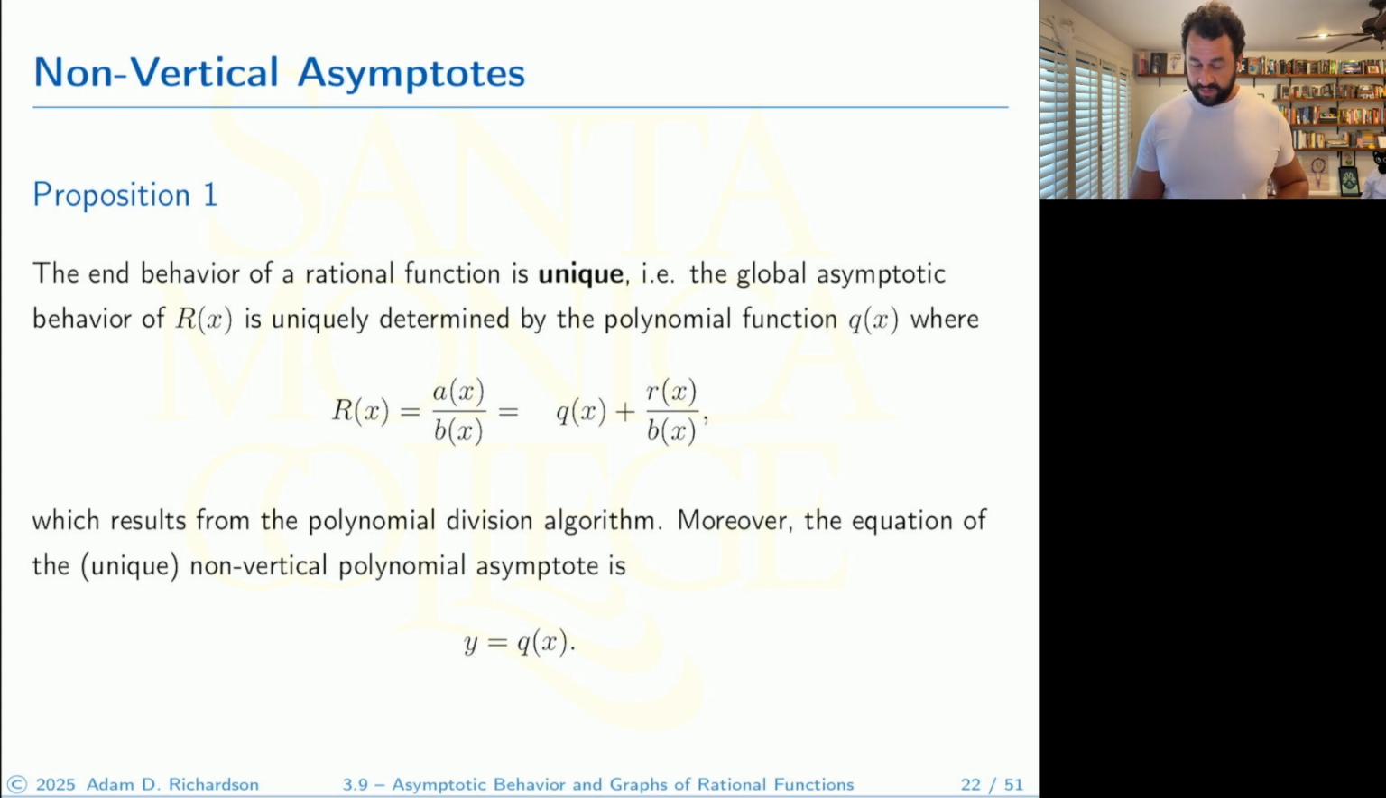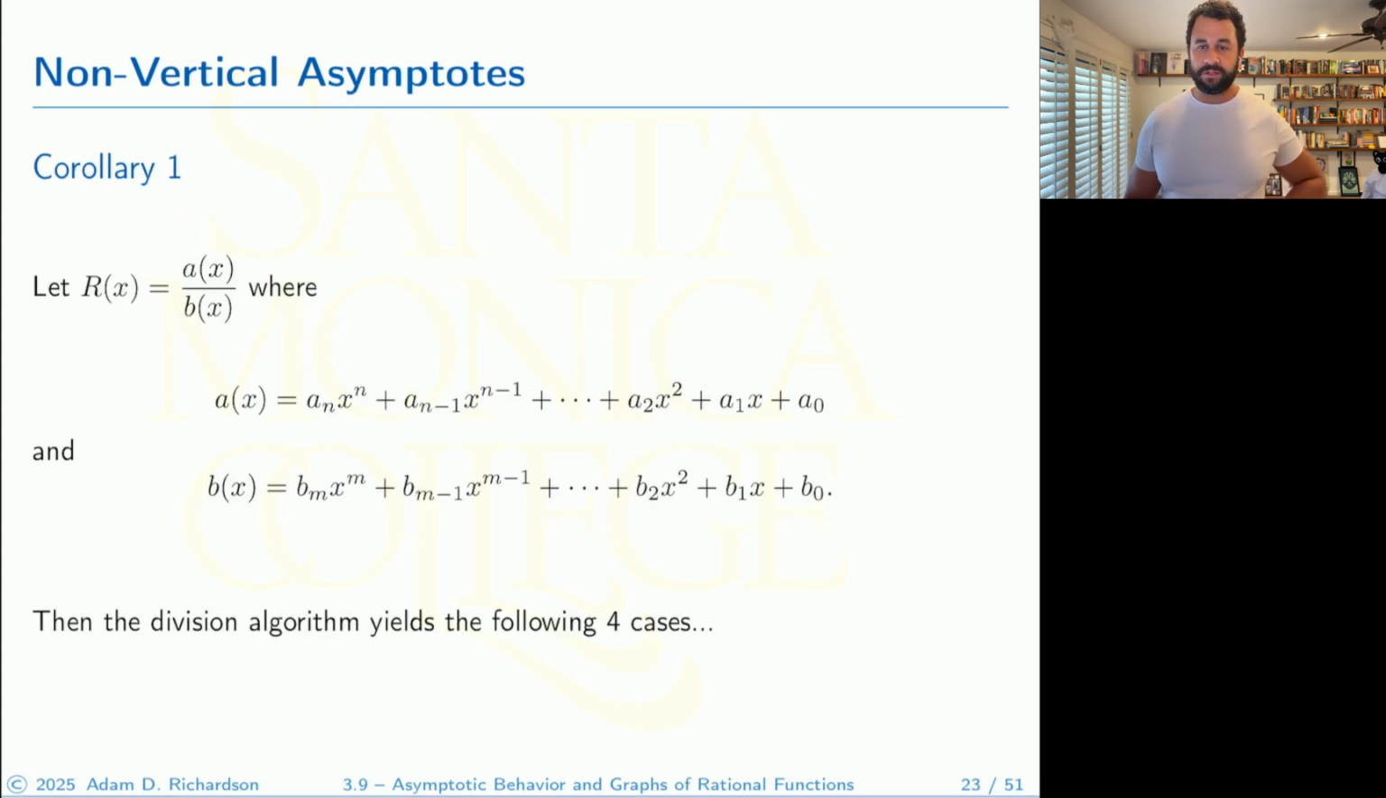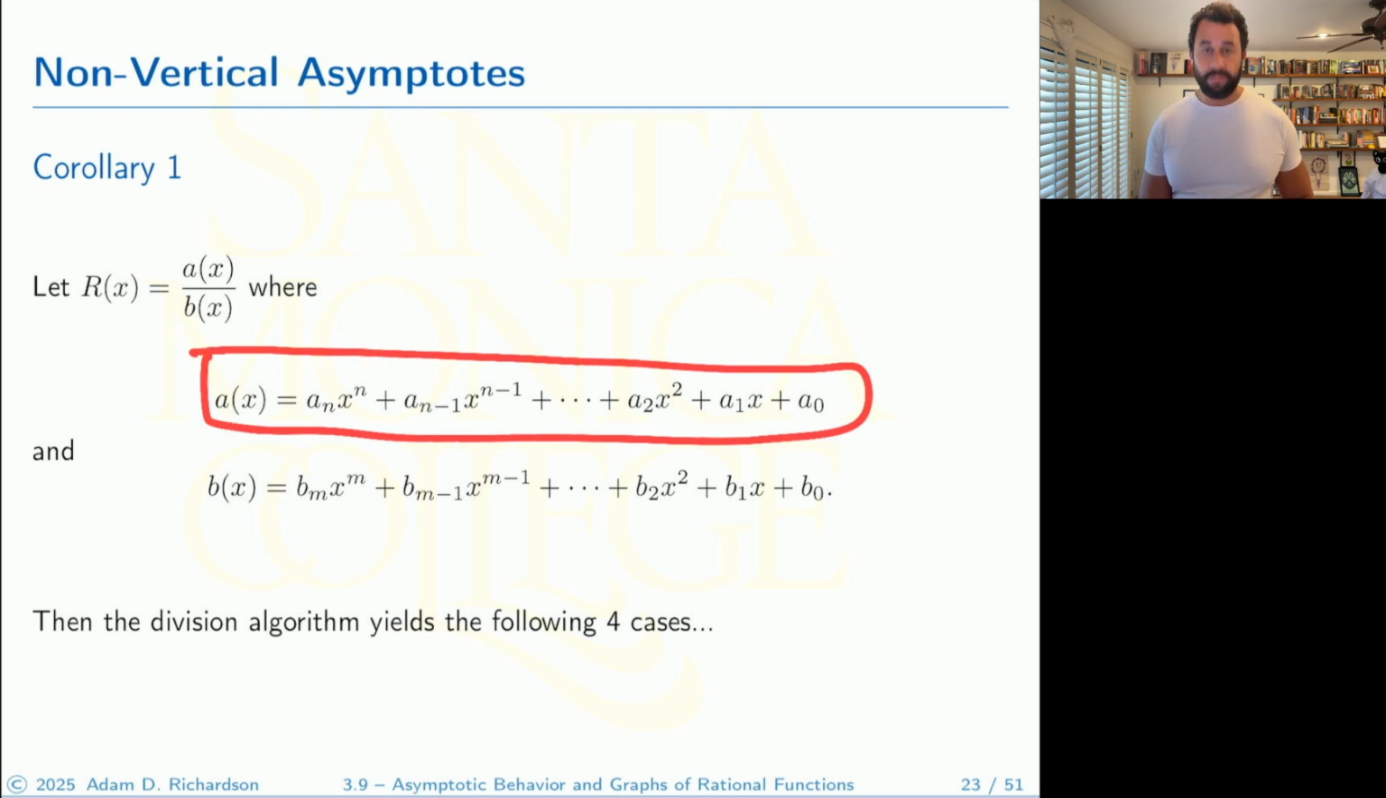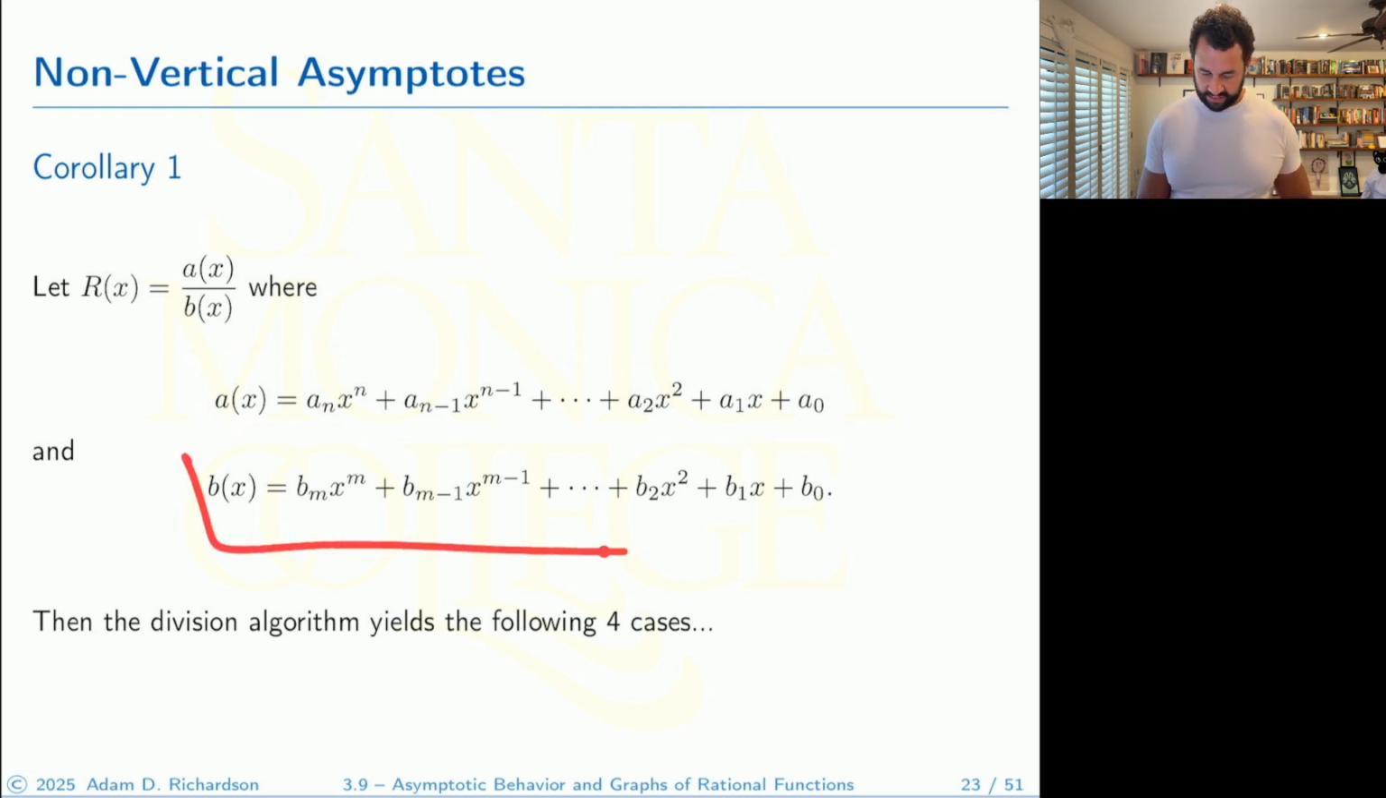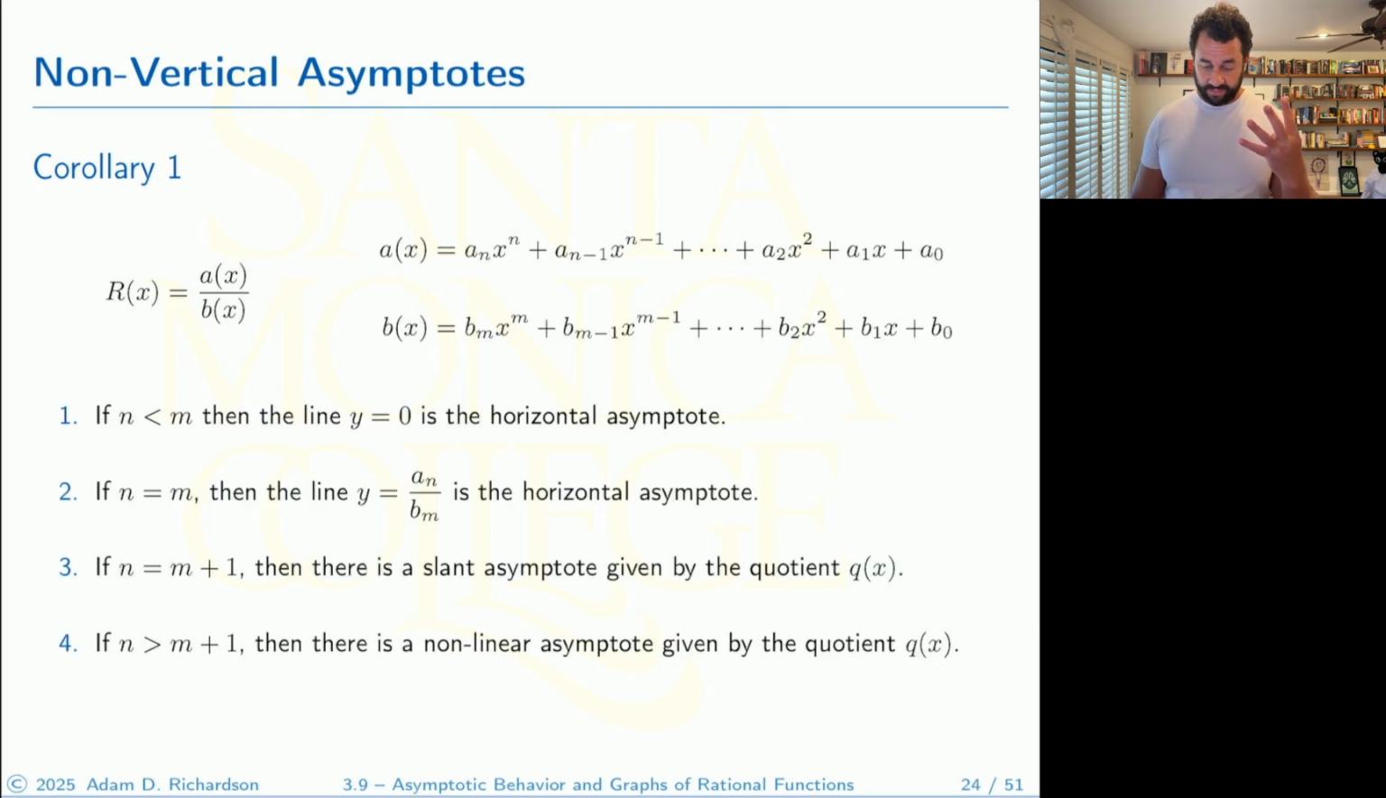Now, as a corollary, we get this, and this is a result that you'll see in most pre-calculus textbooks. I find that students are often told to memorize it. I don't recommend memorizing it. Just remember what we just talked about, that polynomial being unique, that asymptote being unique, and all of these will fall out. So here are the results. If you've got a rational function where this is the numerator, a polynomial written in standard form, and this is the denominator, a polynomial written in standard form, then the division algorithm will yield these four cases.